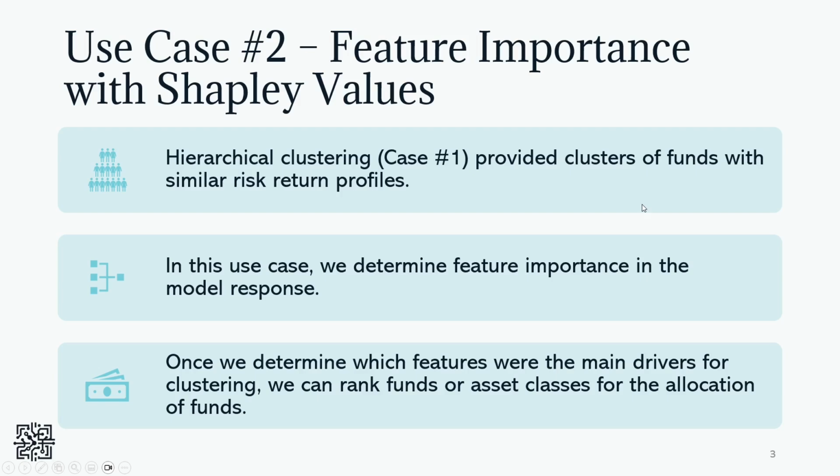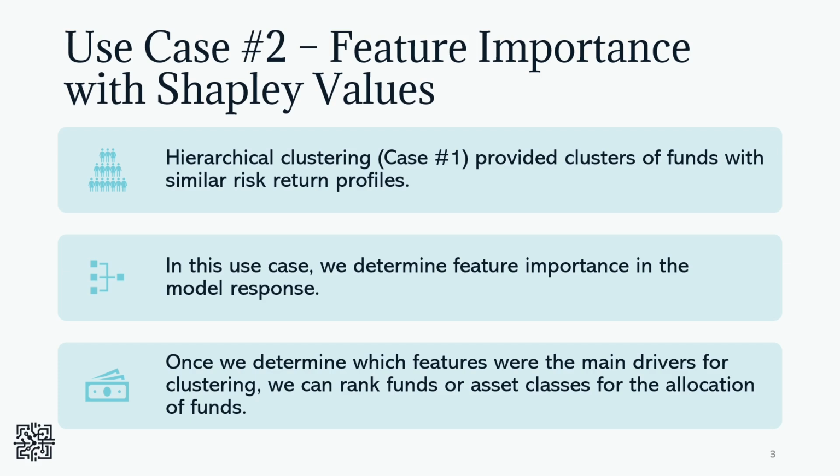All right, so how are we going to do this? Essentially, there are three things that we're going to try to get done here. One, we're going to use the clusters that we did from case study 1. This is just a very brief outline of what's going to happen. Then we're going to determine the feature importance and how the model responded to all of the funds that were in there. And once we figure out the feature importance, then you can move on and rank funds or asset classes based on what you're looking for, your specific favorite criteria.